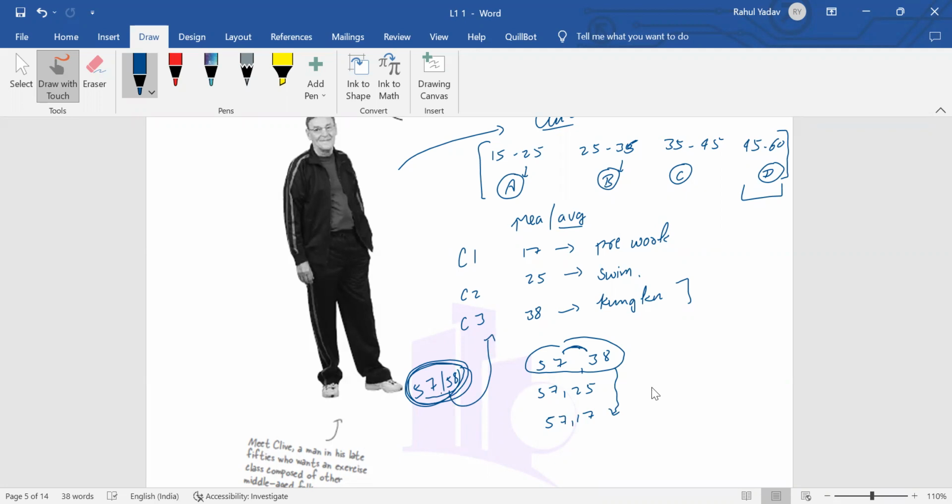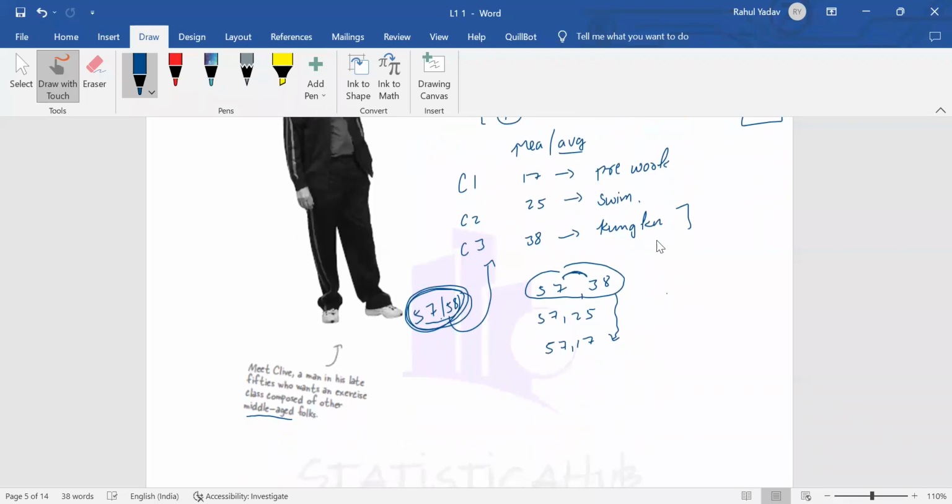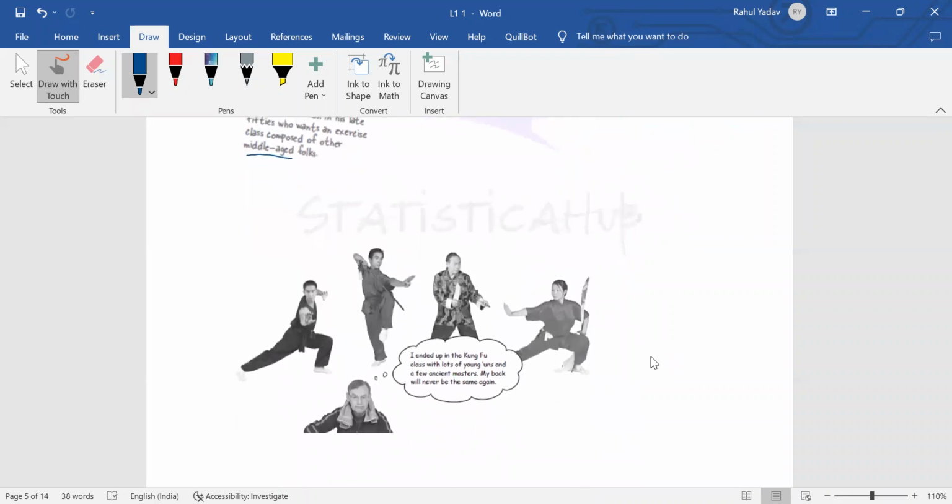Great. So after a while, class C was for the Kung Fu people, practicing Kung Fu. This is what Clive experienced. We have Kung Fu people in the class. The students were like this: this is a young guy, this is another young guy, this is someone known as the coach, I can see from the picture, and this is another student.